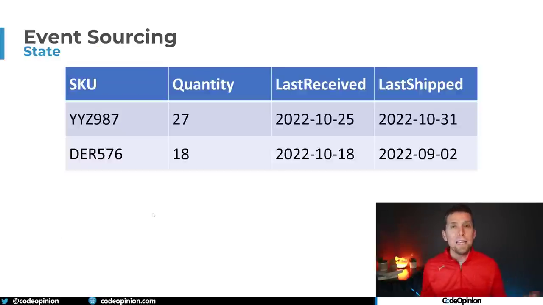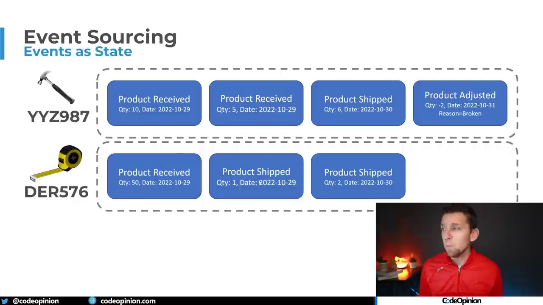So when you're thinking about a stream of events, it is usually for an aggregate or something unique, let's say our product. So if we're thinking about our relational model here, we have different rows. Let's say we have another product, DER576, and it has a quantity on hand, the same type of information. With event sourcing, we would have another stream of events for that particular product to record all those different state transitions, so those occurrences of things that happened through its life cycle. So we have product received for that other product, we had some product shipped for it, and shipped again. So we have these two different streams for these two different products in our warehouse.